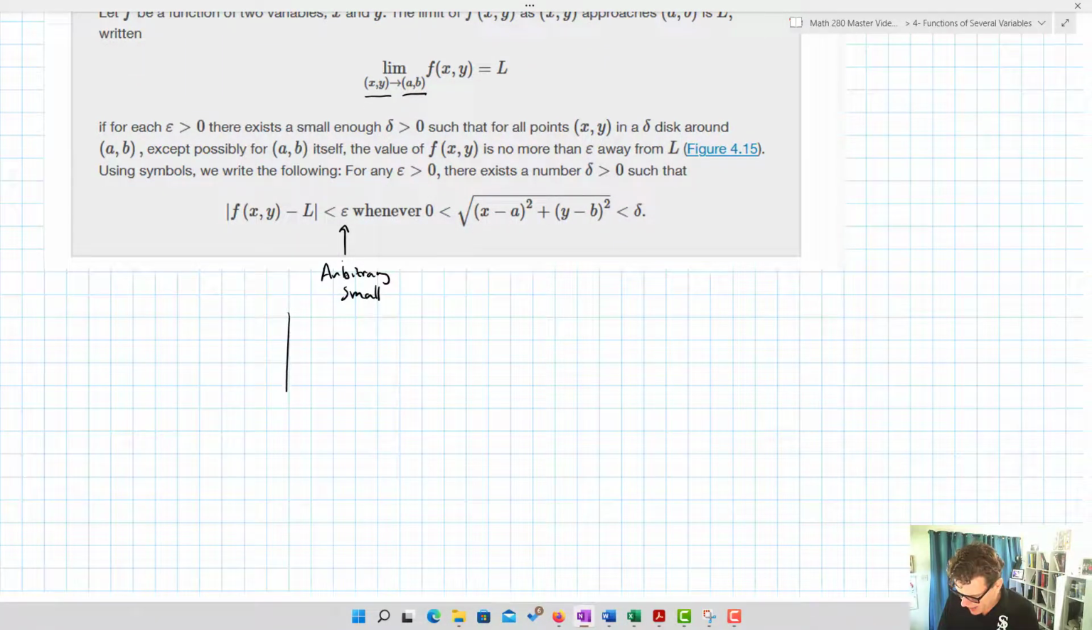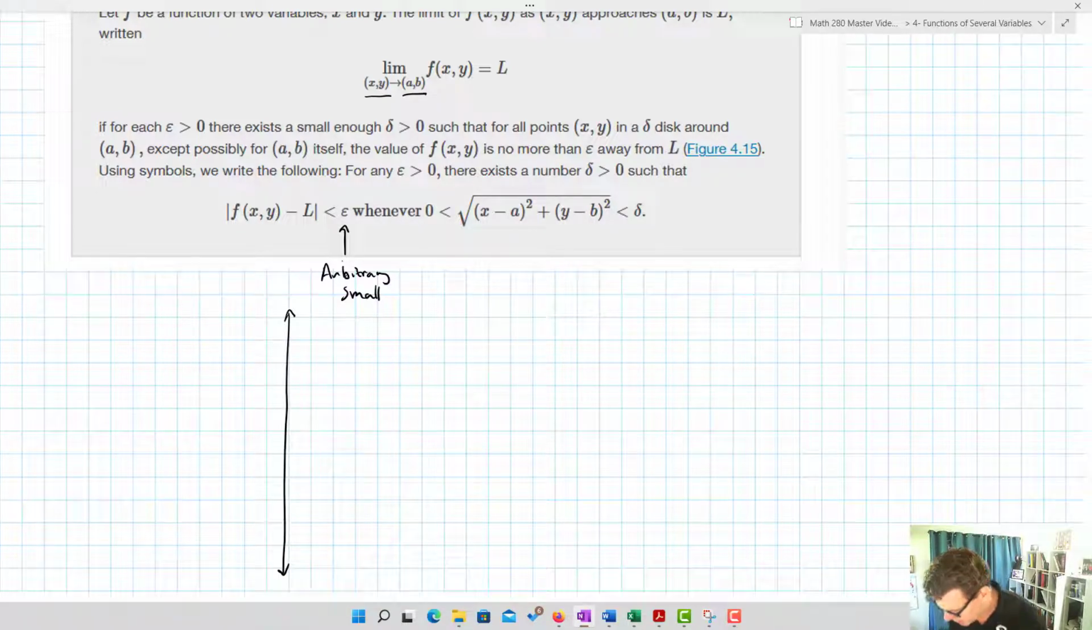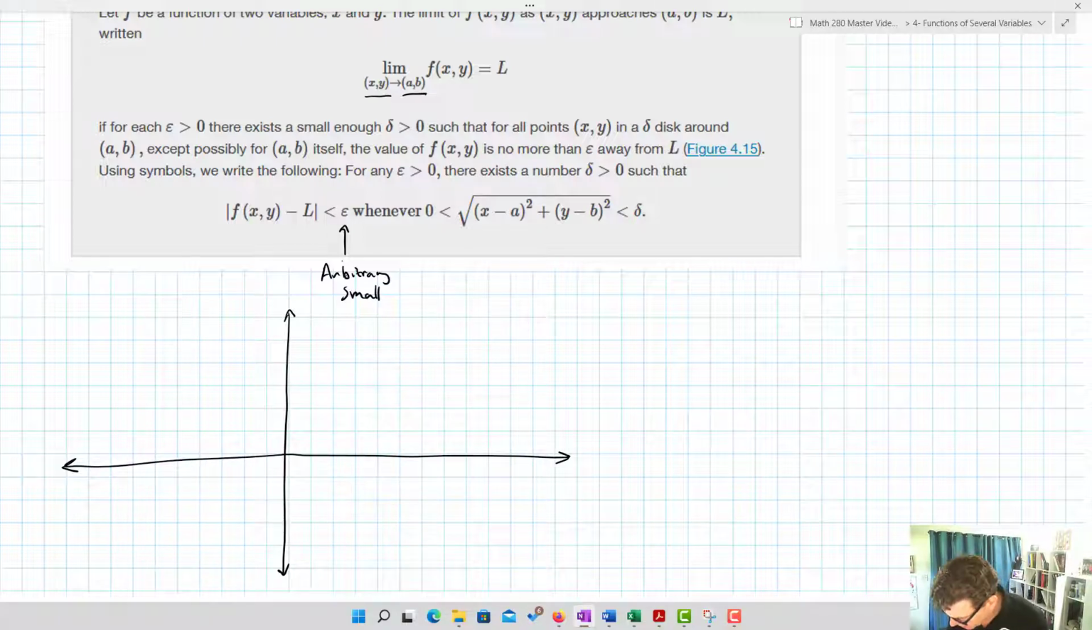So if you kind of imagine here, we've got a disk, okay? Here's our disk, and let's just imagine it's centered at (a, b). So we'll make this (a, b) right here, and that's our center. And it's got a radius of R, so we'll imagine that this is the radius R, okay?